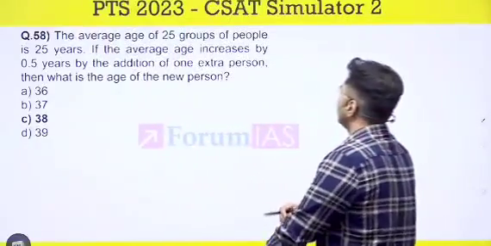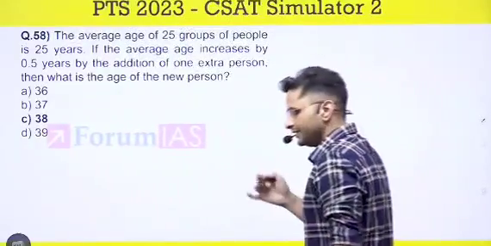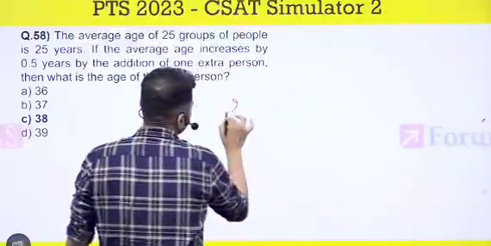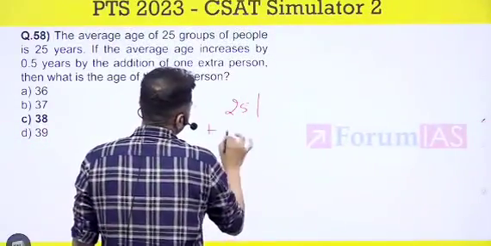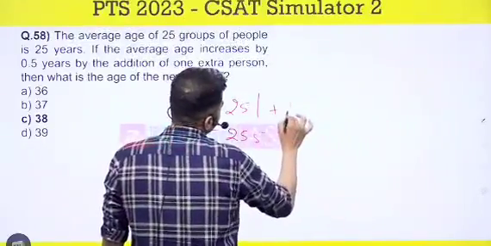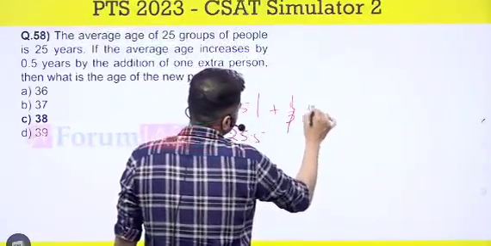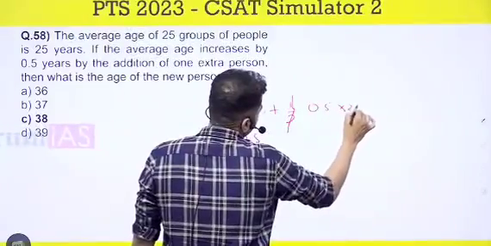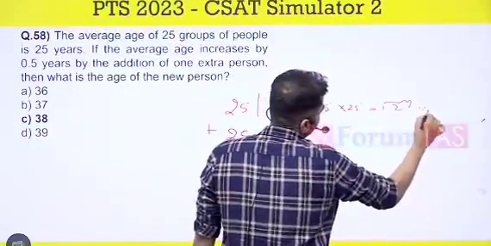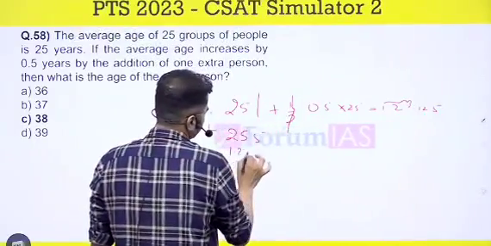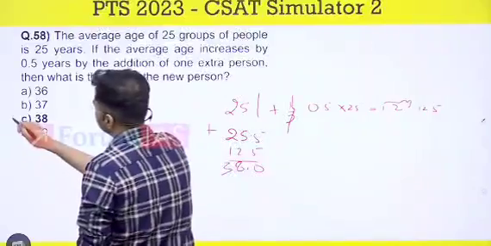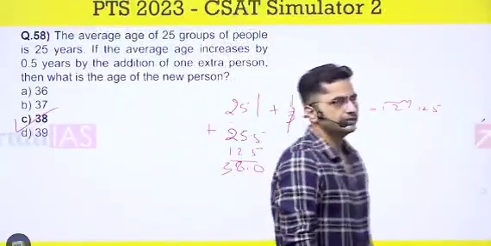Then the average age of 25 people is 25 years. A very standard question. For 25 people, it is 25. One more person is added, the average becomes 25.5, plus he has to give half, that is 0.5 for 25 people. So this becomes 12.5, 12.5. So add this, 25 plus 12.5, that gives 38. So the answer is 38.